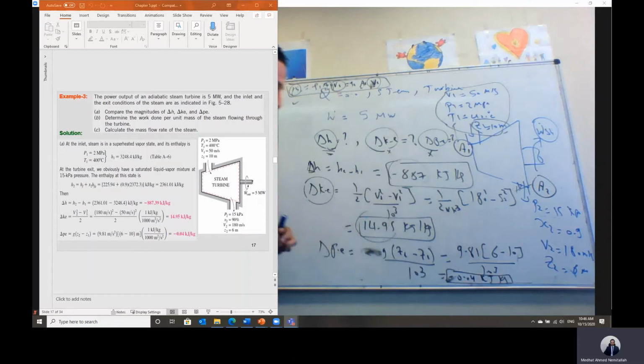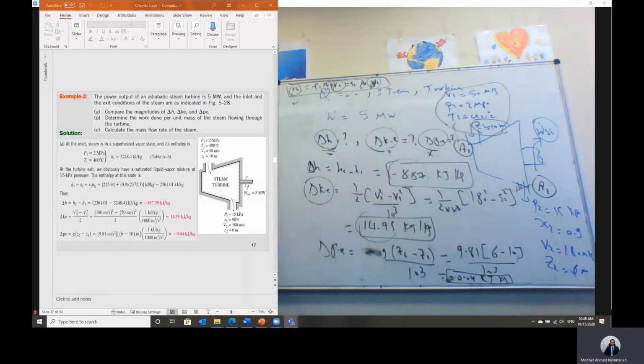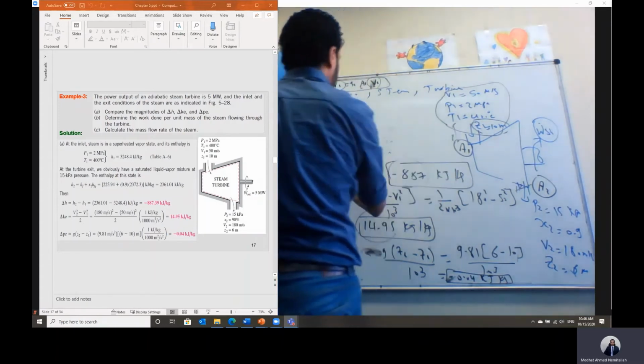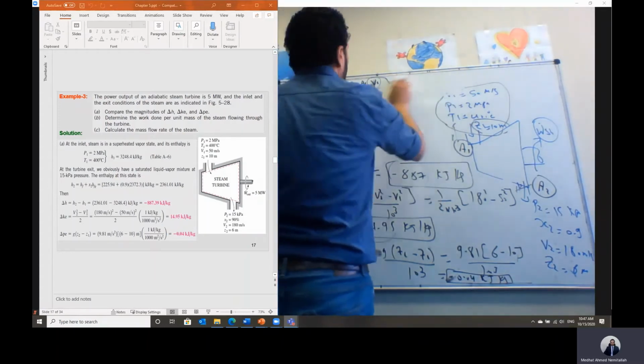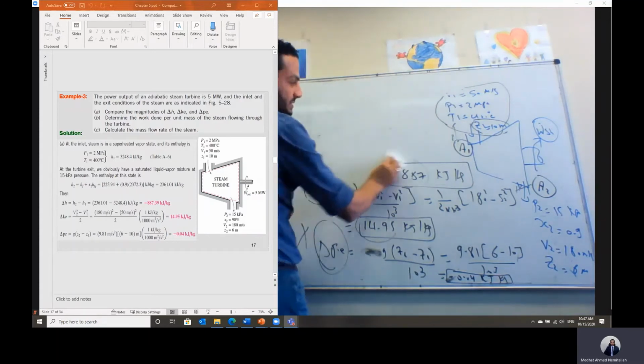So you can see the value is less than 0.04 kilojoule per kilogram, so it's very low. So in all cases, actually, this term, the change of potential energy, will be neglected, okay? In this problem, we need to calculate also the specific work out of this turbine.